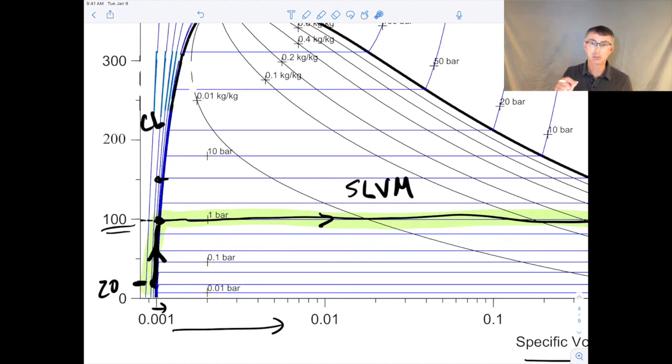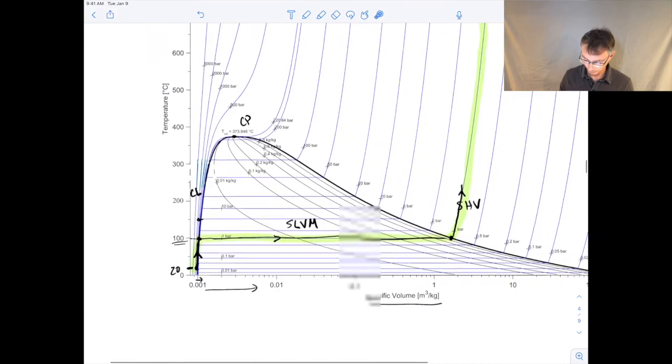It's because those isobars are so closely spaced together in that compressed liquid region that the pressure has almost no effect. It does have a little bit of an effect, but it's very, very small. The properties are mainly governed by just the temperature, where I am vertically here. They're not governed much by the pressure. That's really important because that allows us to do some approximations.